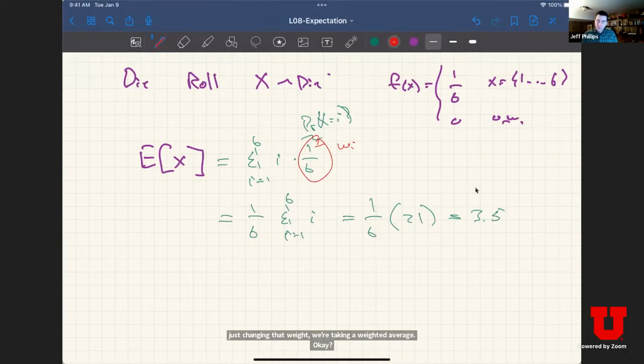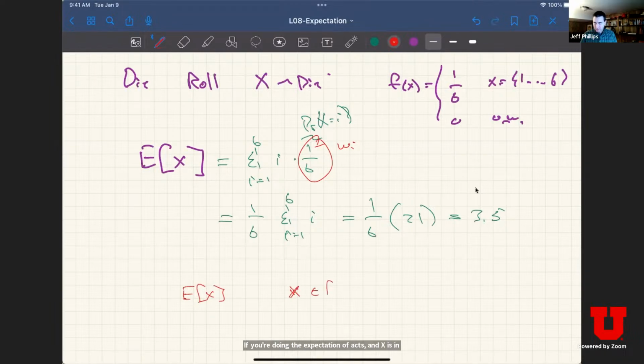Something that's useful to do if you're doing the expectation of x, and we know x is in some range from 1 up to, say, 6. But really, this is a subset of 1 to 6. I know it's between 1 and 6. If I do a weighted average of these things, it means I don't even know what the probabilities are, but I know that the expectation has to be less than 6 and greater than or equal to 1. So that's kind of a good thing to check.